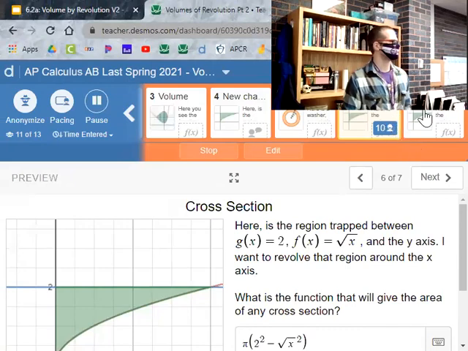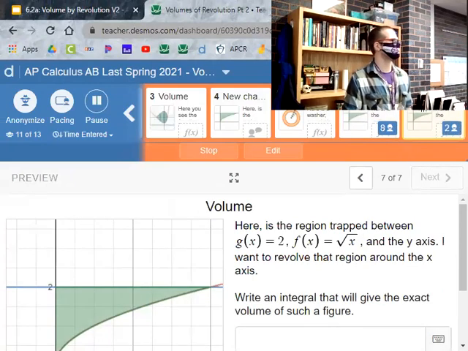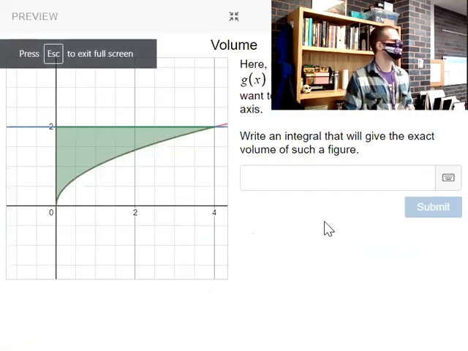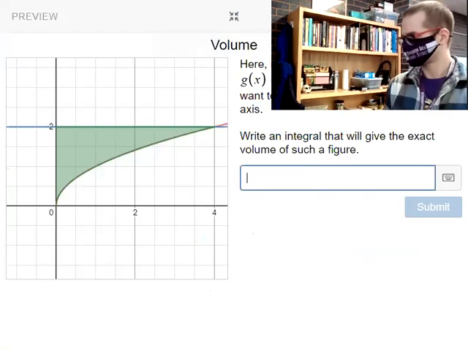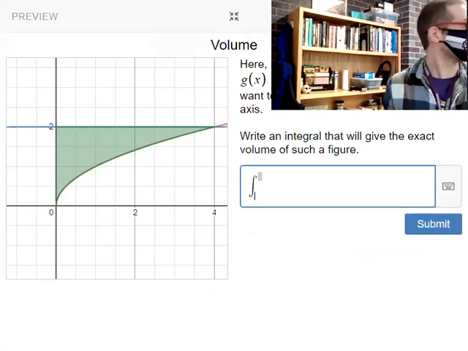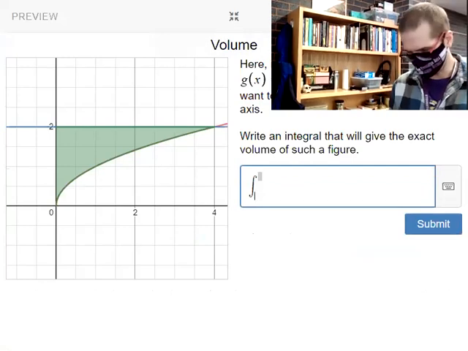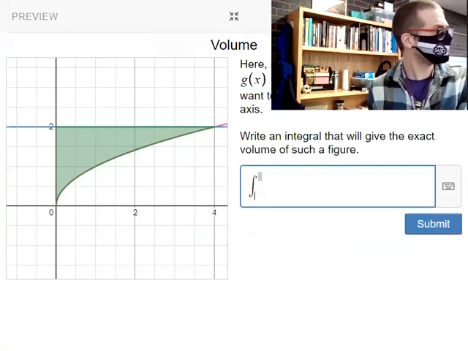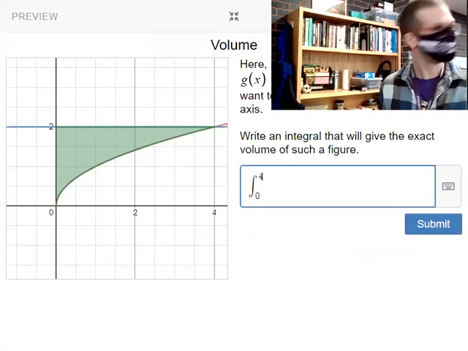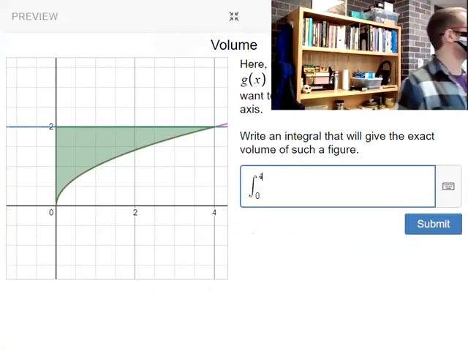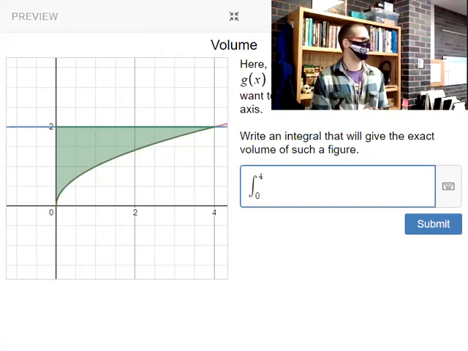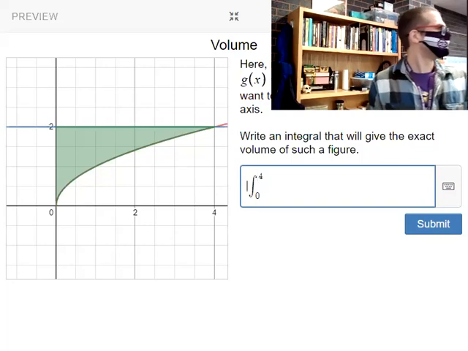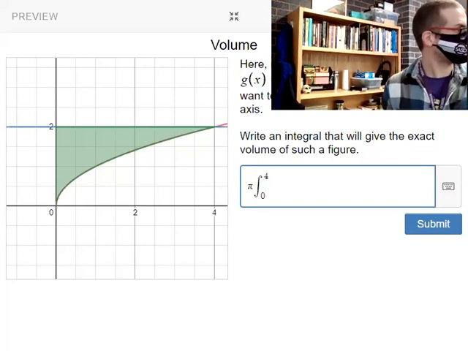Let's hit this last one. So let's actually find the volume now. Let's just take the equation that we wrote in the previous one. So I'm going to do an integral first. I think the bounds of this are going to be 0 to 4. Type int, and as soon as you type int, it'll pop up. I'm going to go back and type pi out front.